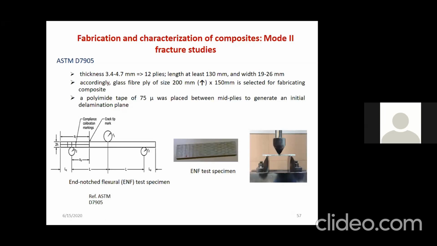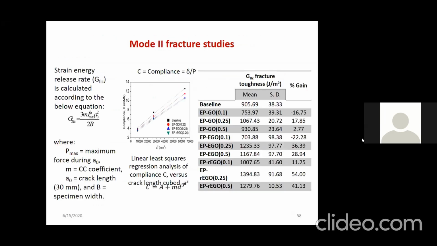So in this case, we look at the result. Here also we can see that we have a maximum of 54% improvement in the mode 2 fracture studies. Here also we have used reduced exfoliated graphene oxide, around 0.25%. So only a small addition of this material will improve the fracture properties of these composite materials.